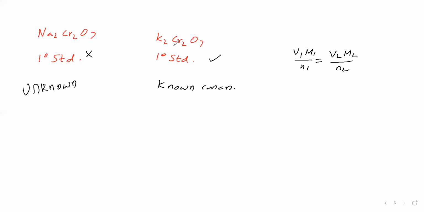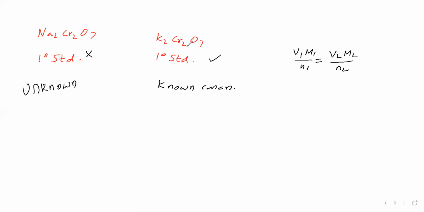You know how much potassium dichromate you have taken and how much volume of water you have taken. Then you can calculate concentration. Therefore, the concentration of potassium dichromate is known. This concentration is not changing due to atmospheric moisture. But sodium dichromate concentration changes due to atmospheric moisture. Therefore, it is not used as a primary standard in volumetric analysis, but potassium dichromate we can use as a primary standard in volumetric analysis.